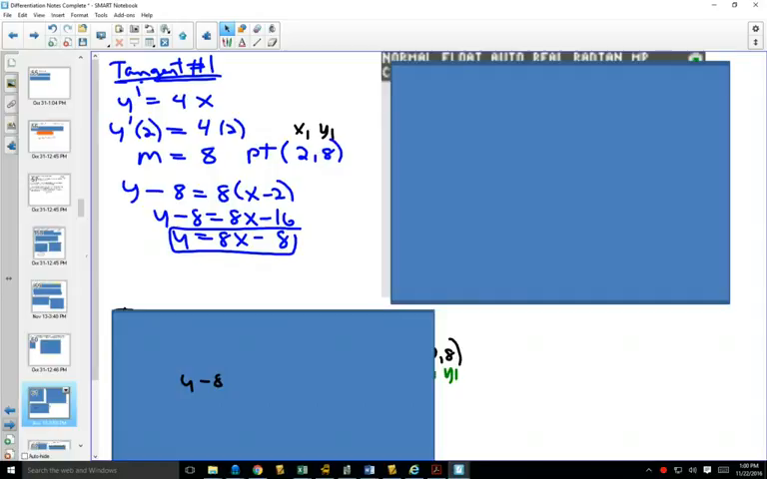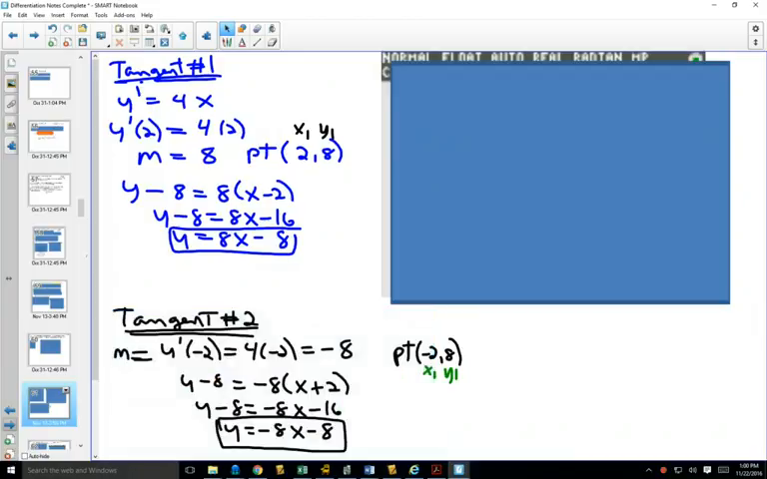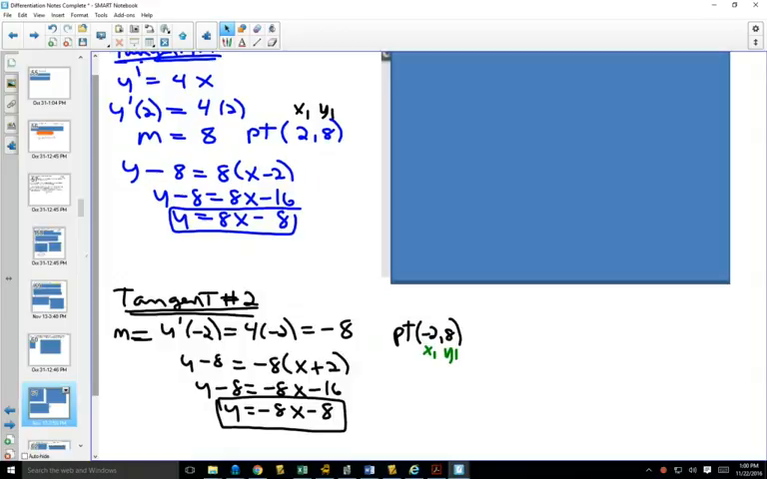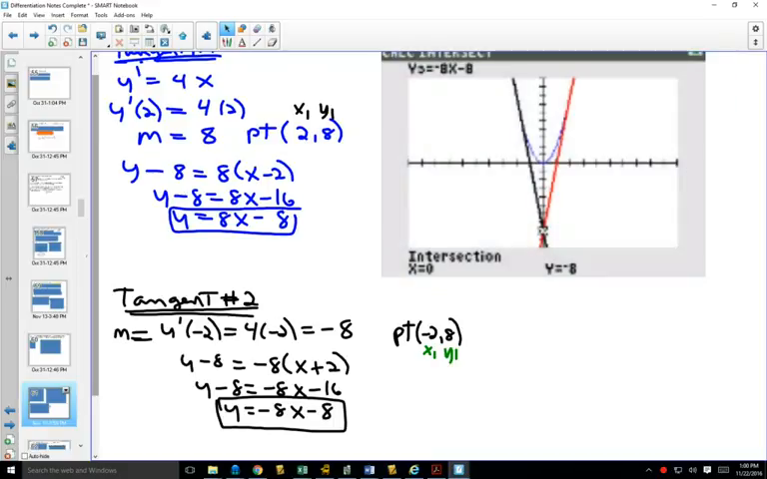Did you get y equals 8x minus 8? Yep. This is example 3 still. And for the second tangent, did you get y equals negative 8x minus 8? Now, at this point, the question becomes kind of simple, because those lines both have the same y-intercept, so you can find out where they intersect just from looking at the equations.